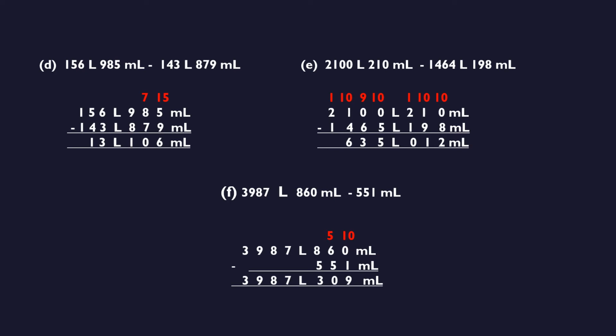From 0 you cannot subtract 1. It will borrow 1 from 6 and become 10. Now 10 minus 1 is 9. Now 6 is reduced to 5. 5 minus 5 is 0. 8 minus 5 is 3. And there is no number at liters, so you will directly write down answer on the liter side, that is 3987. So total answer is 3987 liters, 309 milliliters.